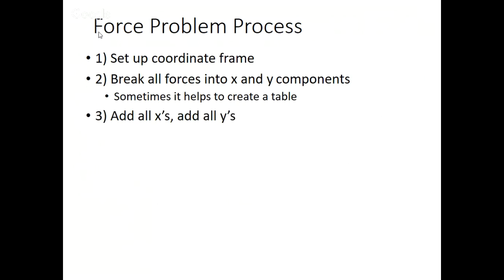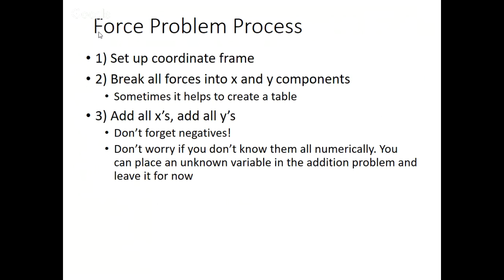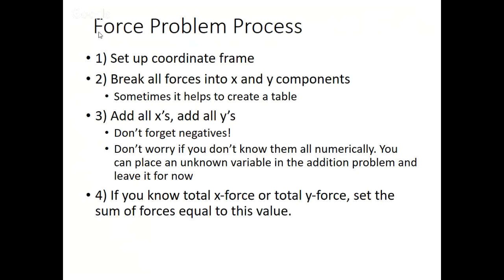Right? Once you've done that, and you've got your table all set, add up all your x's to find a grand total x. Add up all your y's to find a grand total y, and do not forget your negatives as you do this, based on the coordinate frame that you set up. If you don't know them all numerically, just keep a variable there and leave it until you can actually come back to it.